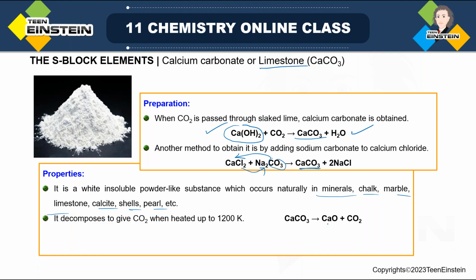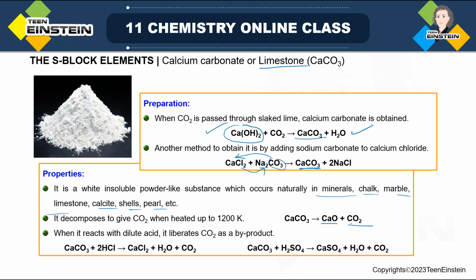On decomposition of calcium carbonate, we get CaO and CO2. Decomposition occurs at 1200. Now reaction with dilute acid. Which dilute acid have we taken? We have taken hydrochloric acid. So the carbonate ion will now be replaced by chloride ion, so we are getting calcium chloride. And the fate of CO3 is that it is converted to carbon dioxide gas.